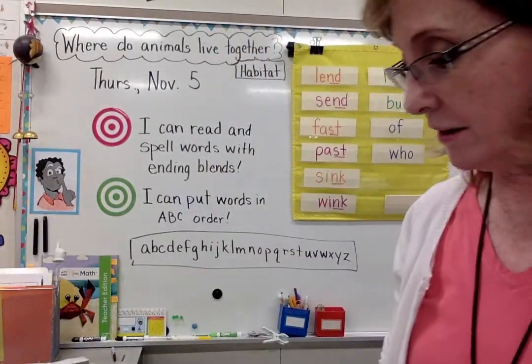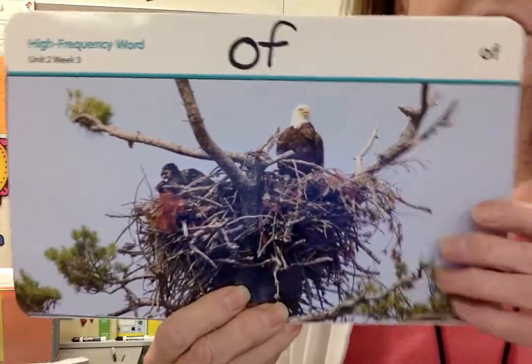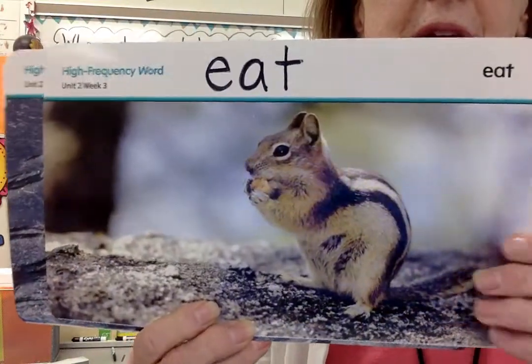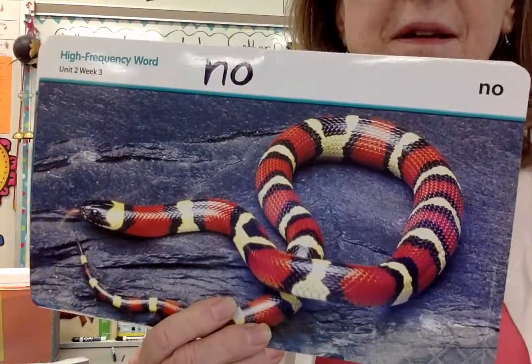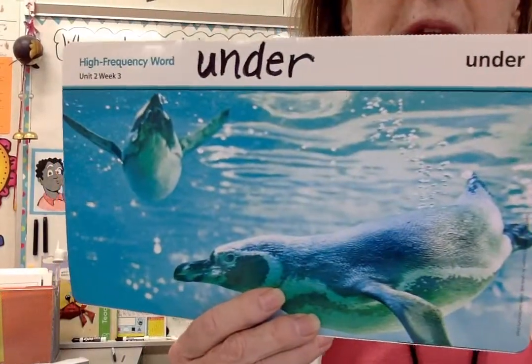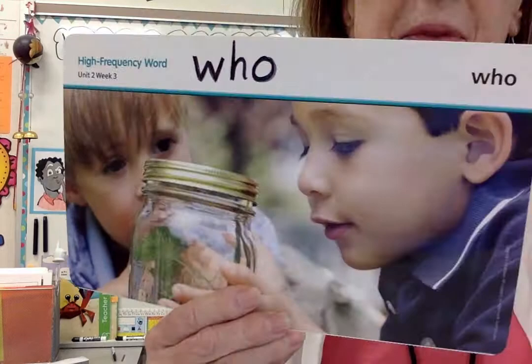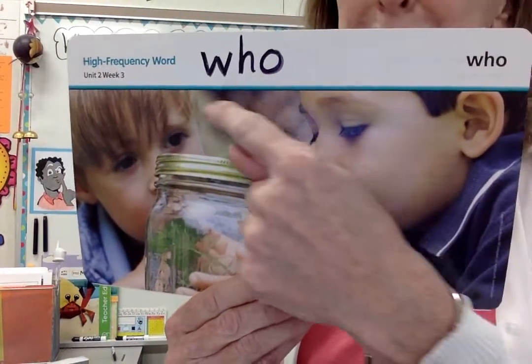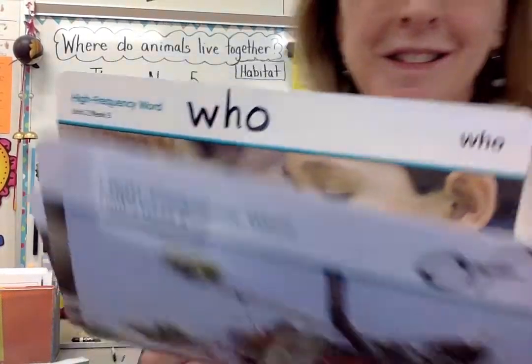And here are our high frequency words. We need to know them quickly, right? Of, eat, no. There are no legs on this snake. Under, who. So this is our tricky one. Spelling word as well, okay?